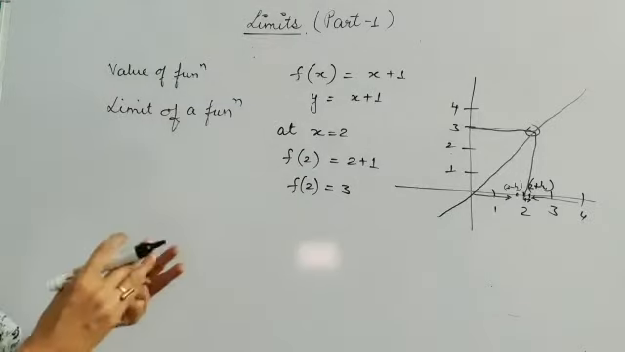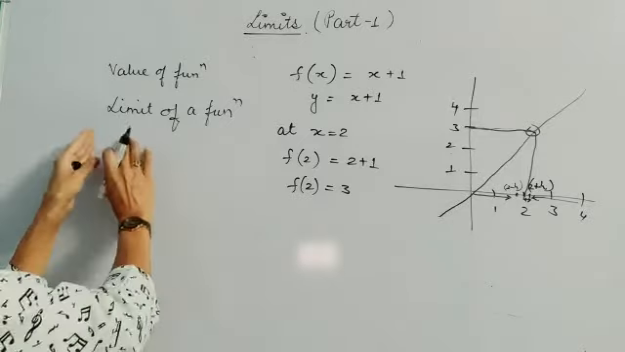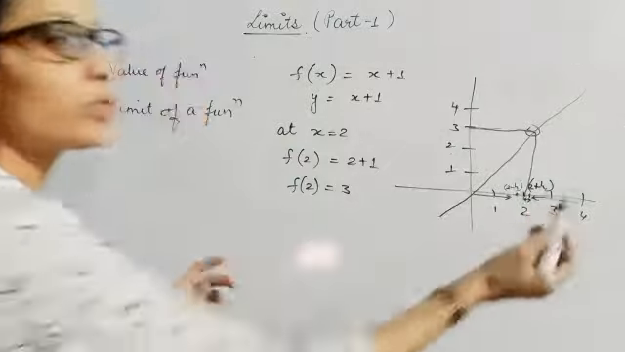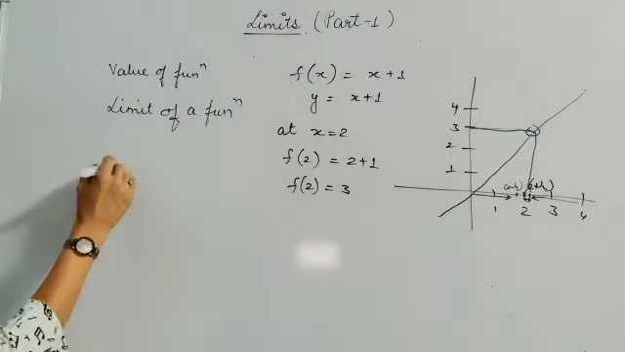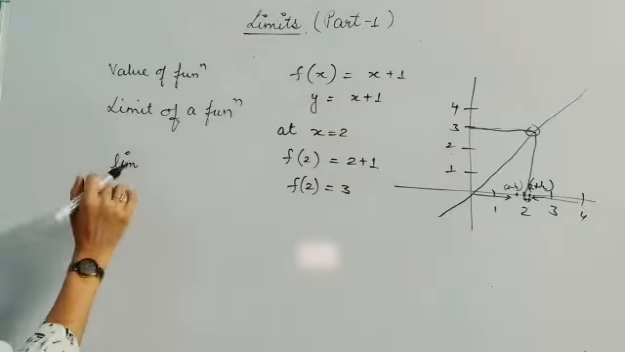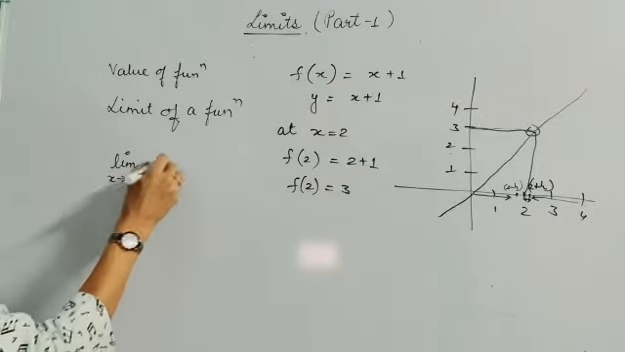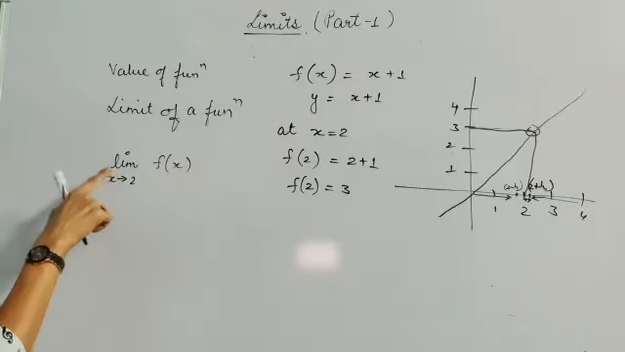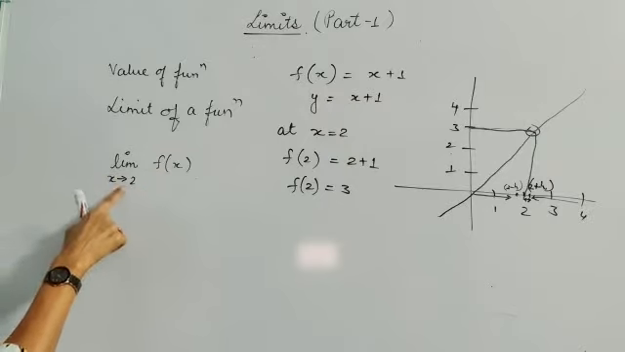So limiting of a function means we are limiting the value of the function, or we are limiting the function to the nearest neighborhood point of that particular value. Now, if I want to write a function in limits, then I will be writing limit x tends to 2 and the given function. The function which I have taken, x plus 1, will be here, and it is limit x tends to 2, or x approaches 2.